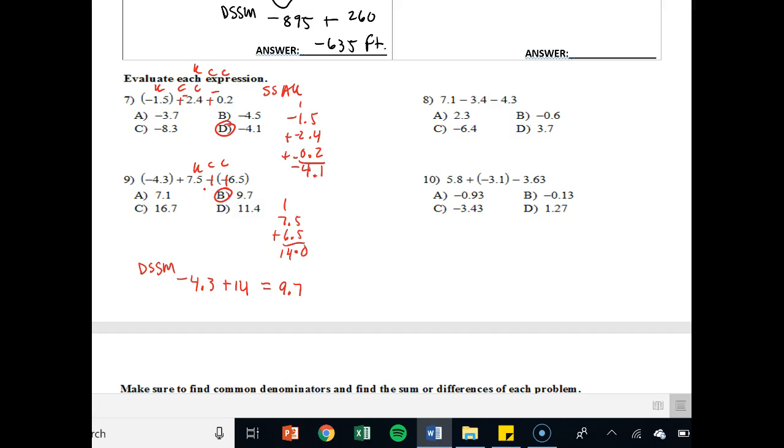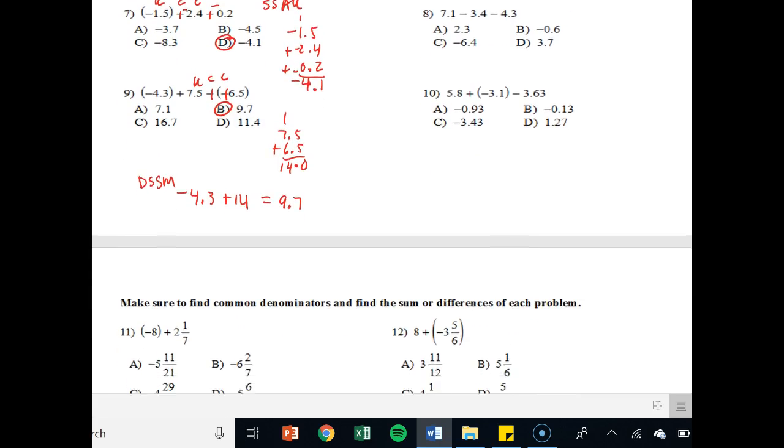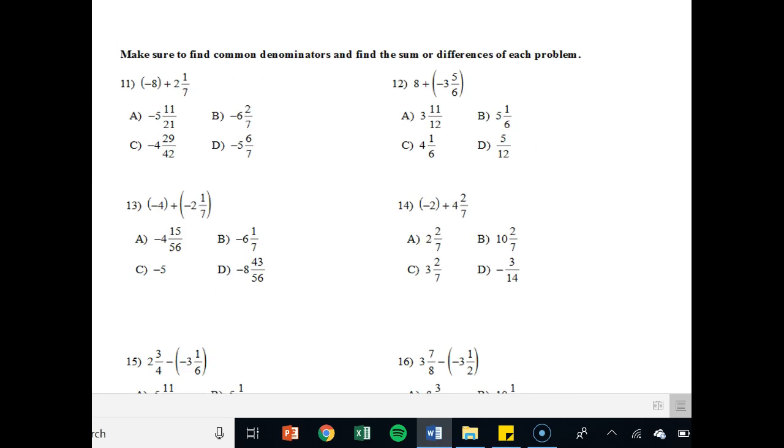Okay. If I were you, I'd pause and try and do 8 and 10. They're very similar to 7 and 9. All right, backside, it says make sure to find common denominators and then find the sum or differences in each problem.